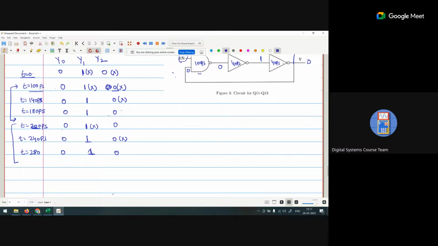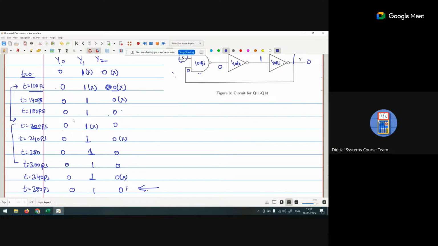With respect to 300 picosecond, we are getting a 0, 1, 0. Again, T is equal to 340, 0, 1, and 0, invalid. And T is equal to 380 picosecond, we are getting a 0, 1, 0, valid condition. So after 390 picosecond, we are getting 0, 1, 0.